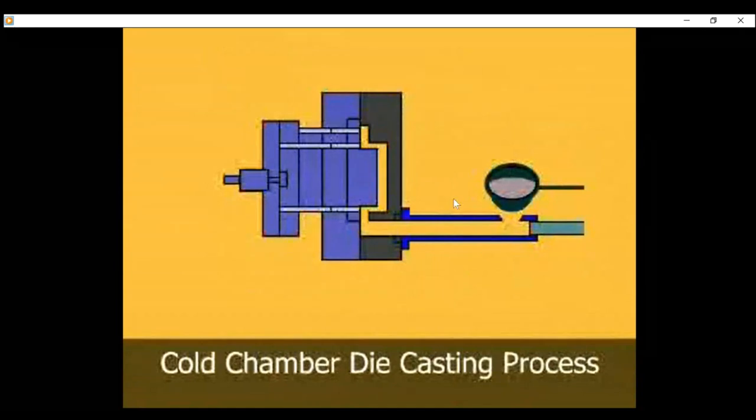This is the liquid. This is the plunger. Then you put the liquid, then you pump the liquid here. You can see that you pump the liquid, and the liquid will fill the cavity perfectly.